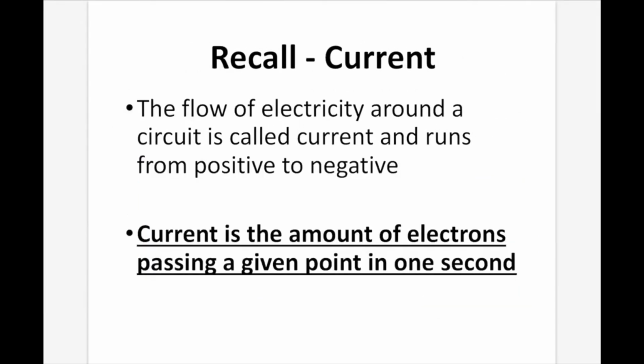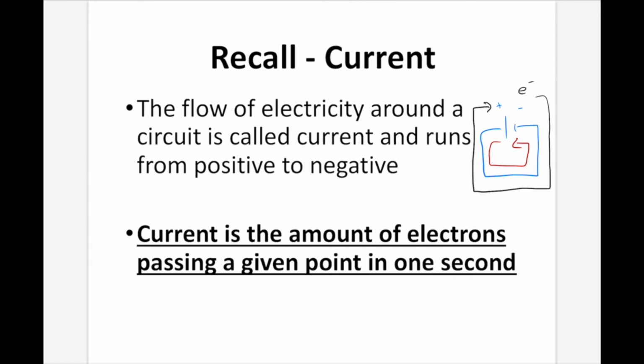Now, what is current? Well, current is the flow of electricity around a circuit, and it's going to run from positive to negative. And this is a little bit counterintuitive. So if this is our circuit here, that's going to be our negative, that's our positive. So our current is going to run from positive to negative, like that. Whereas the electrons actually flow the other way. Electrons are going to flow negative to positive. But when we talk about current, it's from positive to negative.